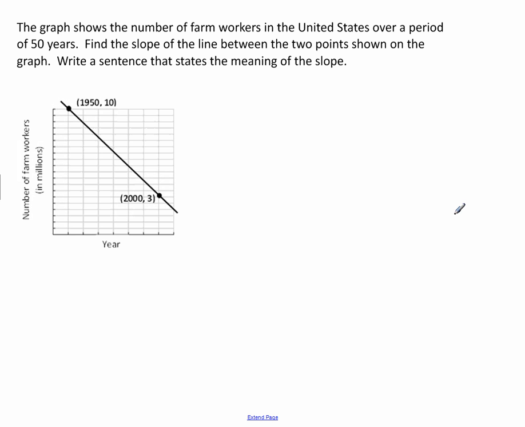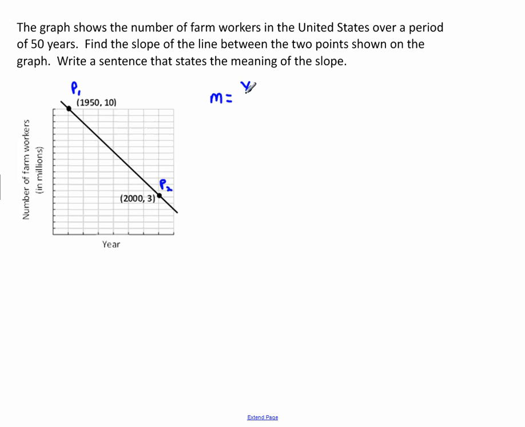As you can see, along the horizontal axis we indicate the years. So 1950 would be here, 2000 would be here, a total of 50 years, and the number of farm workers in millions. This one actually isn't too bad in terms of figuring out what our slope is, because if we call this point 1 up here near 1950, and we'll call 2000 point number 2, we can apply our slope formula to get that value very easily.